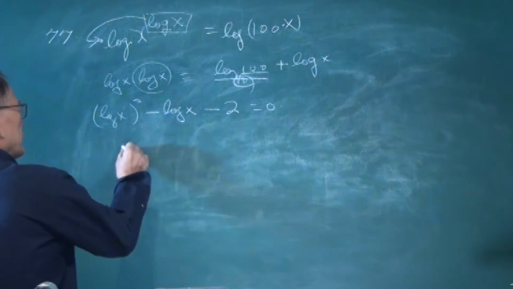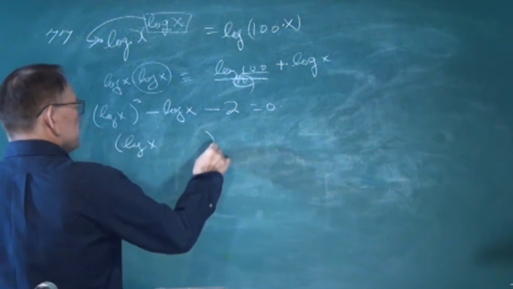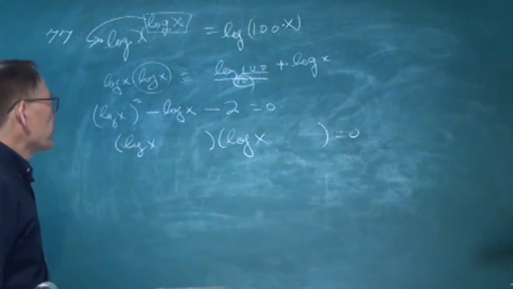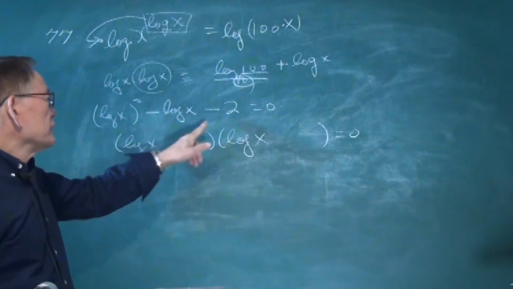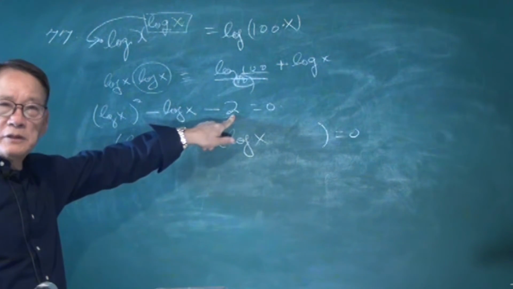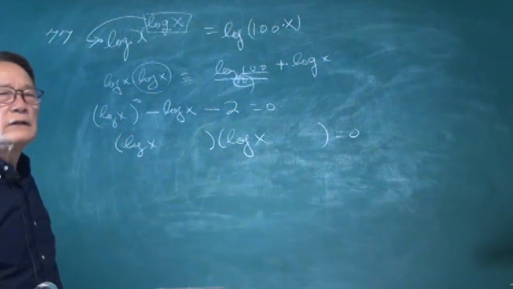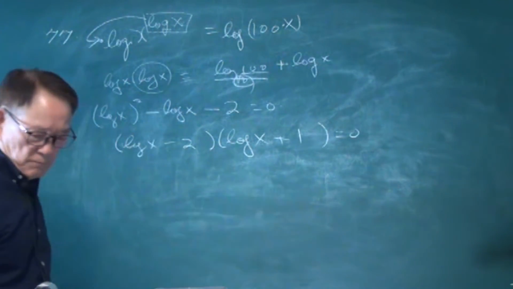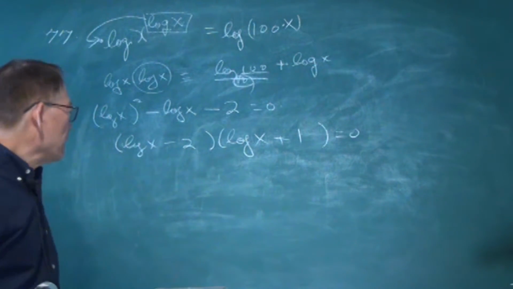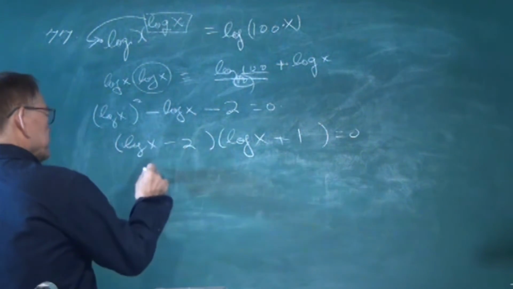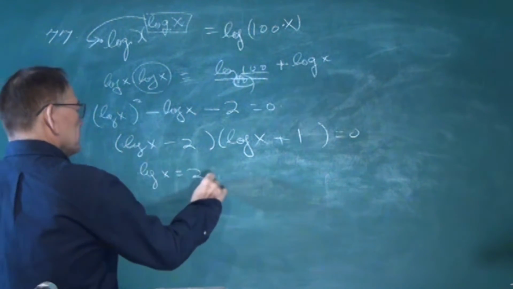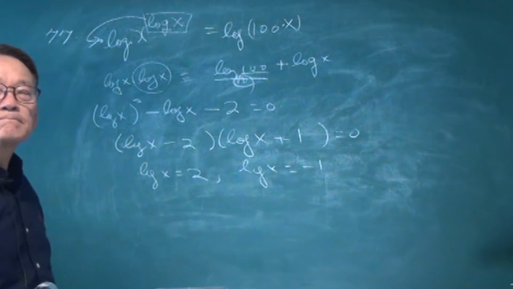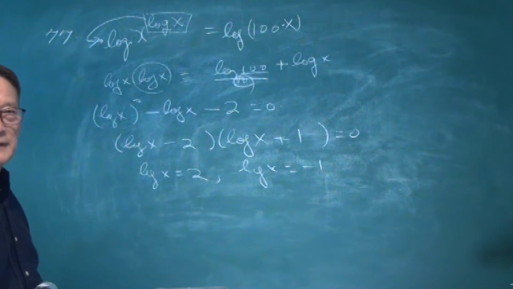So we can factor this one as log x and the variable is 1. Times of two numbers is 2, a difference is 1. It's very simple. Minus 2 plus 1. Very simple. Now, we put this one, log x equal 2, and log x equal minus 1. Any trouble? No, right?